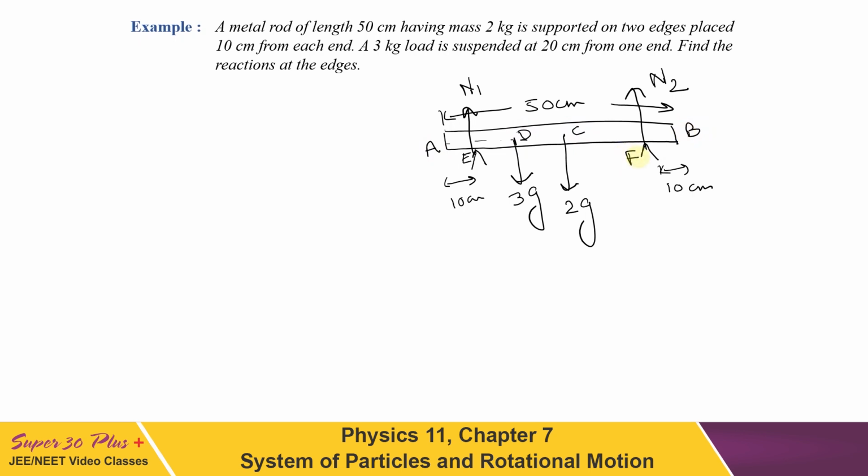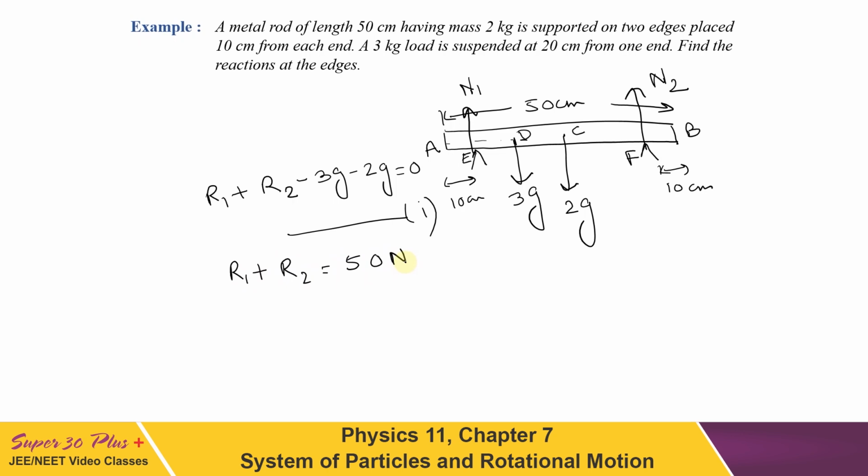We can now write R1 plus R2 minus 3g minus 2g is equal to 0. What is this condition? This is the equilibrium of a rigid body, and I have written net force equal to 0. From here we will get R1 plus R2 is equal to 50 Newton. Now since this is a rigid body, we have to apply the other condition as well, that is, net torque also should be equal to 0.